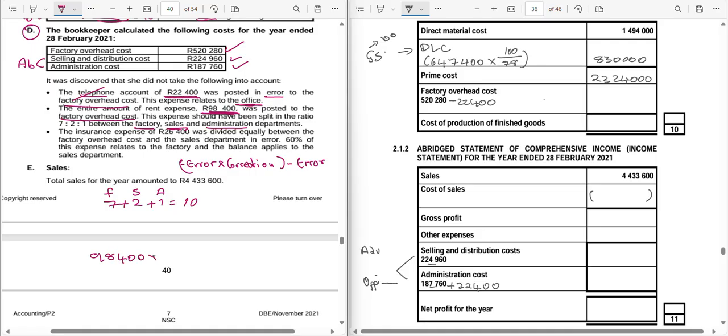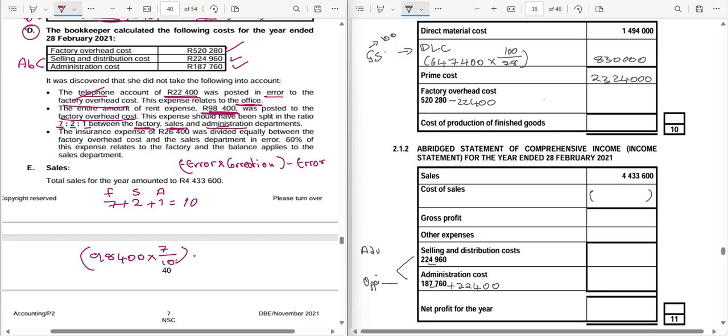All right. Multiply by what? They told us this expense should have been split in the ratio of 7:2:1 between factory, sales, and admin. As you can see, the first one to come is 7. The first one is factory. So we know that 7 is for factory, but now our focus is on factory. So we are going to multiply by the correction. We are doing the correct allocation. We say 7 divided by the total. 7 plus 2 plus 1 is 10, right?